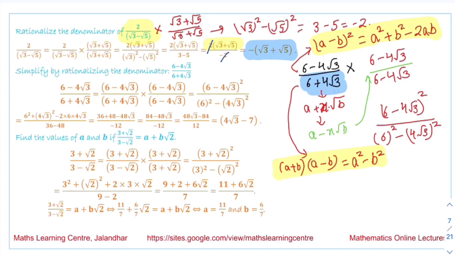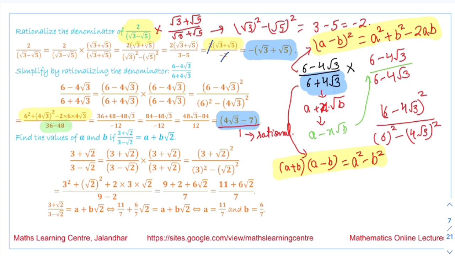So when we apply these formulas, we get the numerator in this form: a square plus b square minus 2ab, and we get the denominator in the form a square minus b square. When you solve these values, you will get the answer in this form: 4 square root of 3 minus 7, and basically the denominator over here is 1, which is rational.